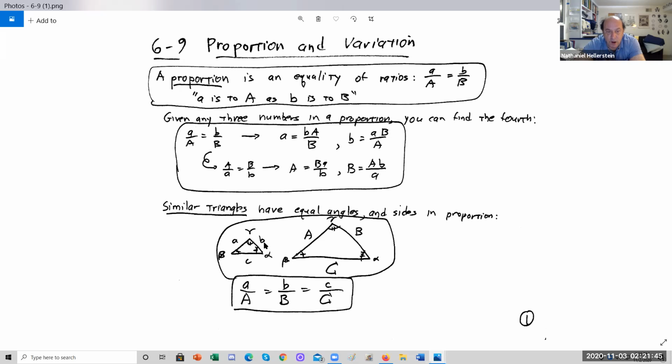Now, similar triangles are triangles with sides a, b, and c, and big A, big B, and big C. Also, the angles are all the same: angle alpha here and here, angle beta here and here, angle gamma here and here. Now, if they have three equal angles, then the sides are in proportion. Little a is to big A as little b is to big B as little c is to big C.